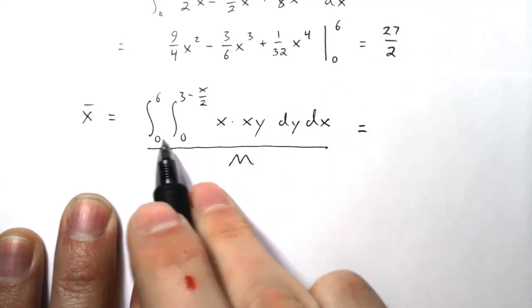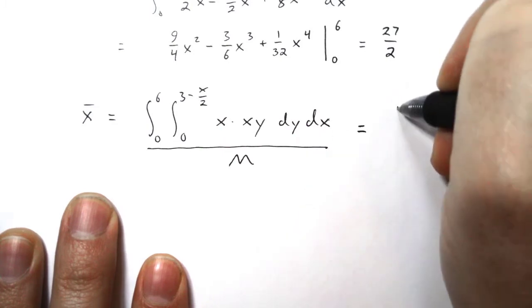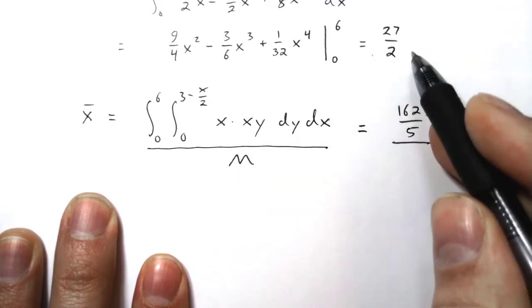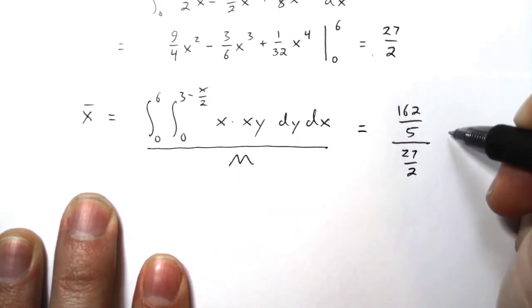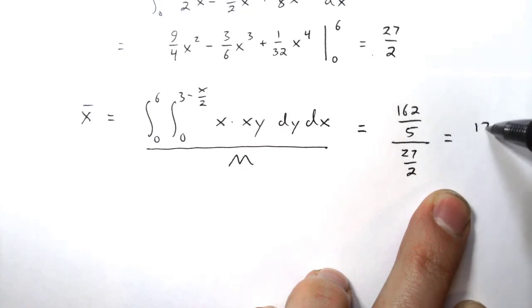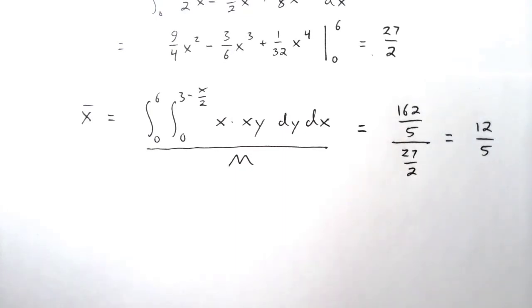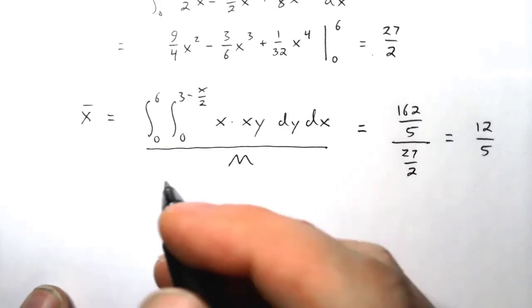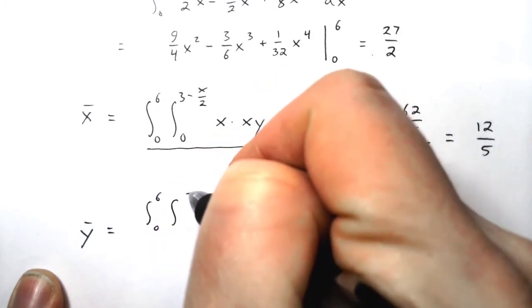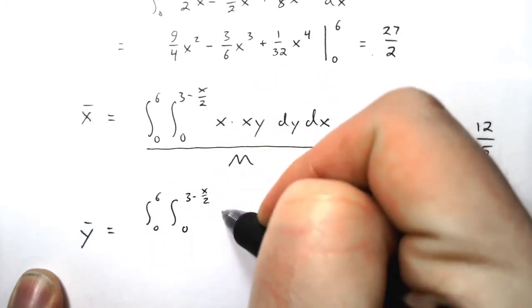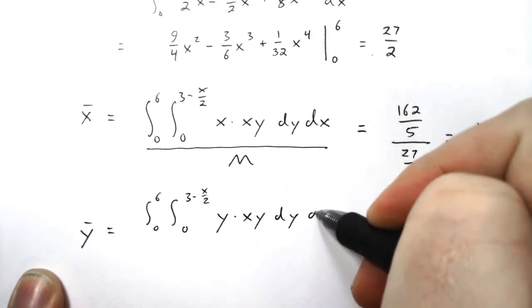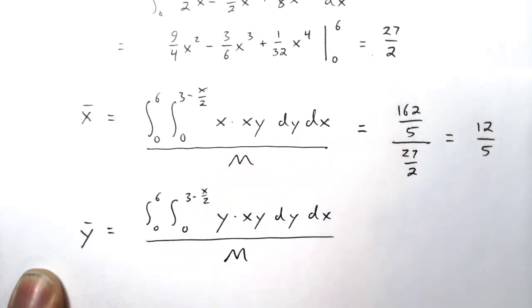But you'll see, when you compute this out, you get 162 over 5. And like I said, we're dividing by the mass, which is 27 over 2. And when you do that computation and simplify it, you'll see you get 12/5. So that is our x bar. We can also compute the y bar. Y bar is going to be the double integral over the same region. But instead of multiplying by x, we're multiplying by y. And we divide by the total mass in the end.